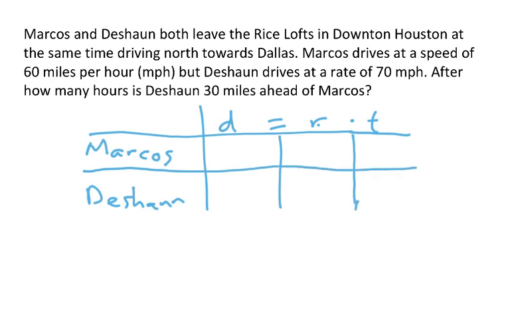Often when you see a distance, rate, and time or motion problem, one of the factors, distance, rate, or time, is going to be just flat out given to you. In this case, you might realize that it's the rate or the speed. Marcus is driving at a speed of 60 miles per hour.